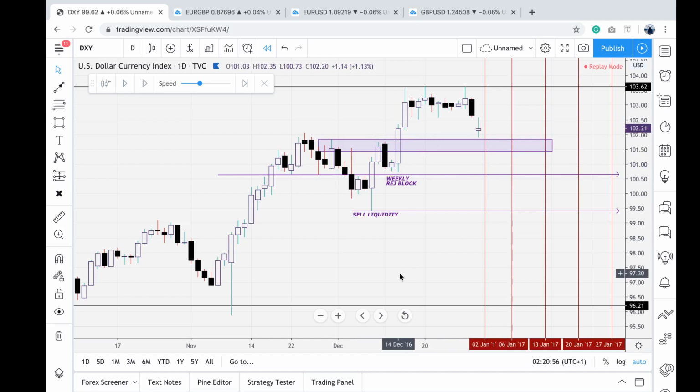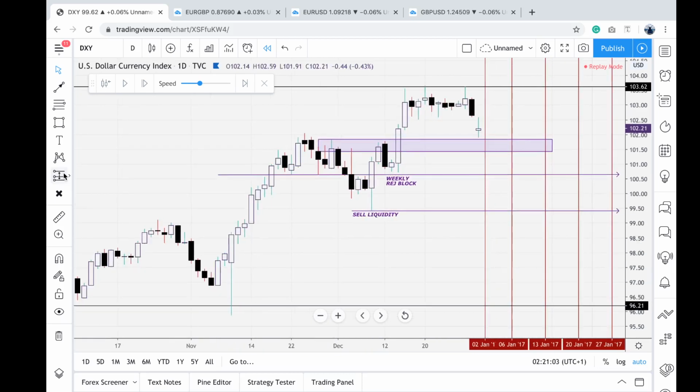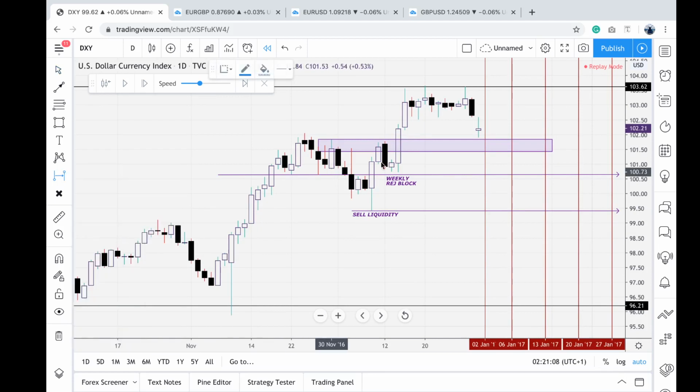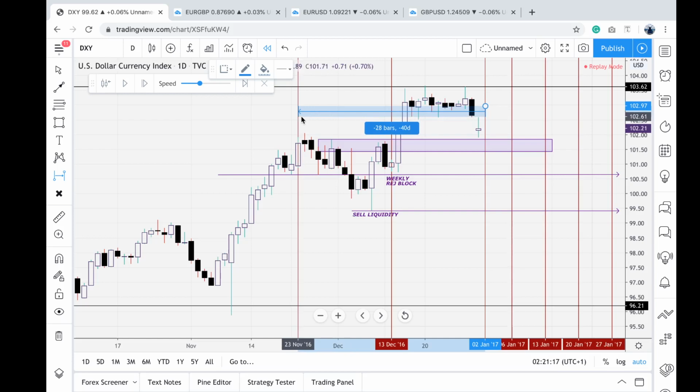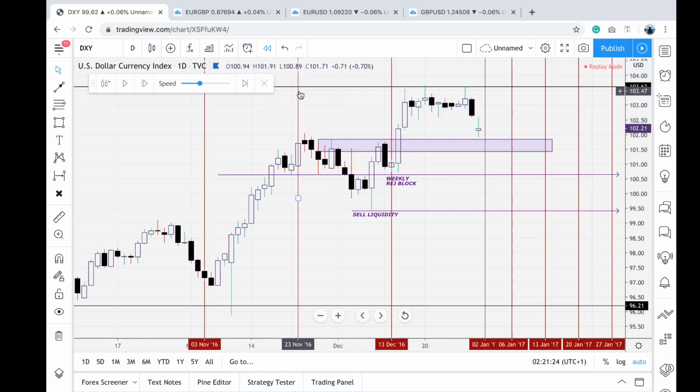Now, the next thing you want to do is pull up your IPDA ranges. So what I'm basically going to do is get a range. I'm going to bring a date range from the 2nd of January, and then we'll extend this out. This is our 20-day IPDA, 40-day IPDA and 60-day IPDA.